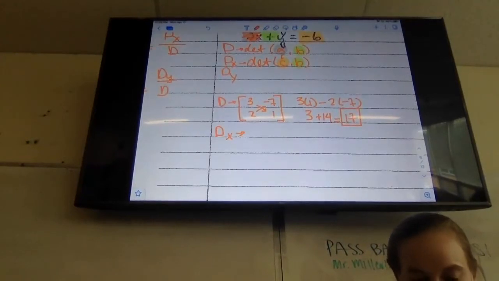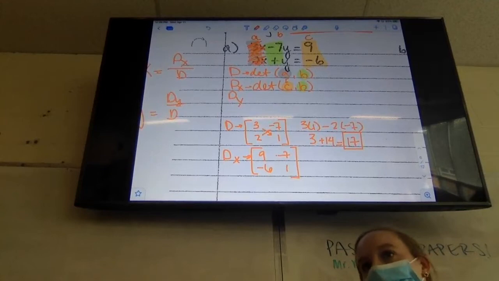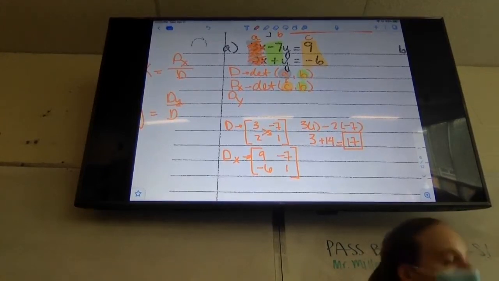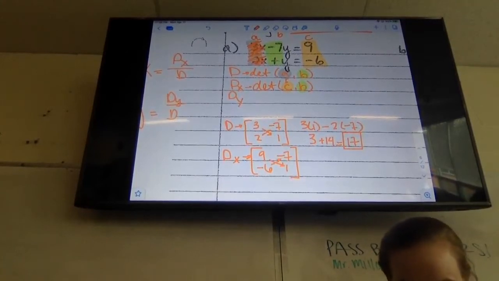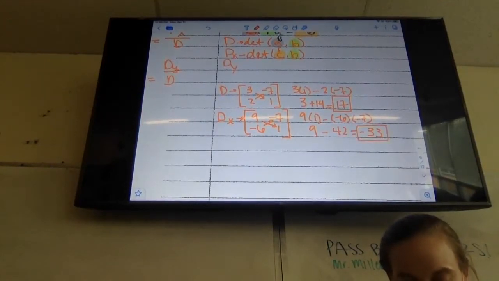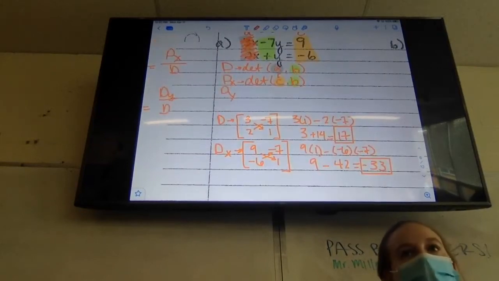So Dx, my first column is going to be 9, -6. My second column is -7, 1. Cross again. 9 times 1 minus -6 times -7. 9 minus 42, which I think is -33. Everybody good so far?